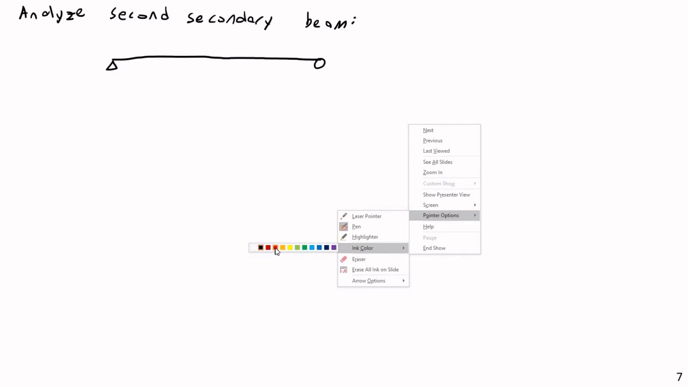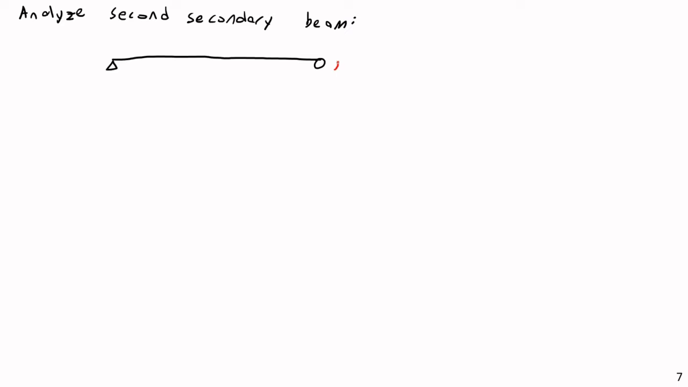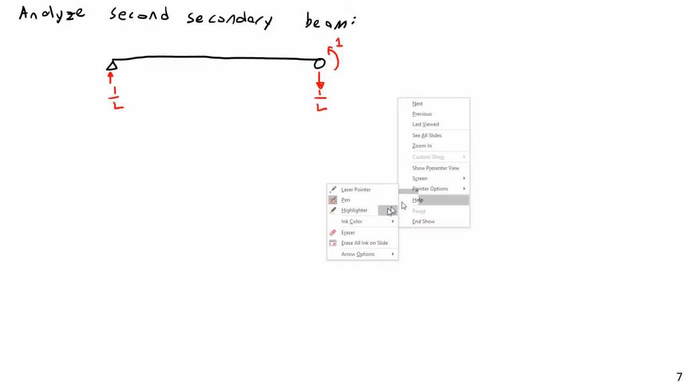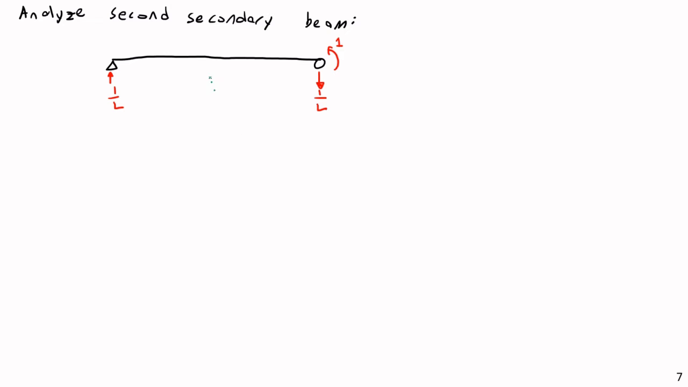The only difference between these two beams is that this one's going to have the unit couple on the right-hand side. So a couple of 1 on the right-hand side. And then the reactions are going to be the same magnitudes, but in the opposite directions as the previous one. So 1 over L, and then 1 over L like this, and the beam has length L.